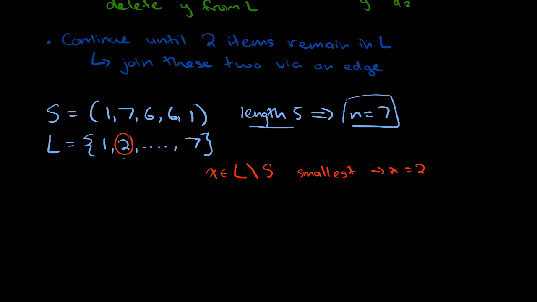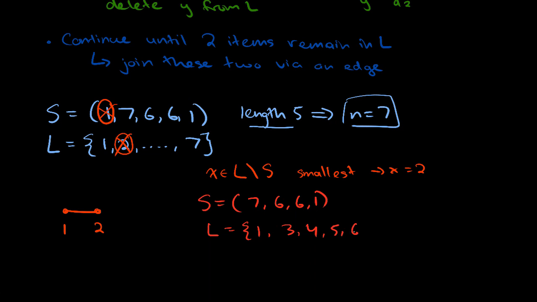Okay, and what we have to do is join this to the first element in the sequence. So we say, okay, I'm going to join a 1 and a 2. And that's all I know right now. Now I have to delete the 2 from L, and I have to delete the 1 from S. So I move on. Maybe I'll just write down what we have now. We now have S equal to 7, 6, 6, 1. Our new L is 3, 4, 5, 6, 7, not the 2.